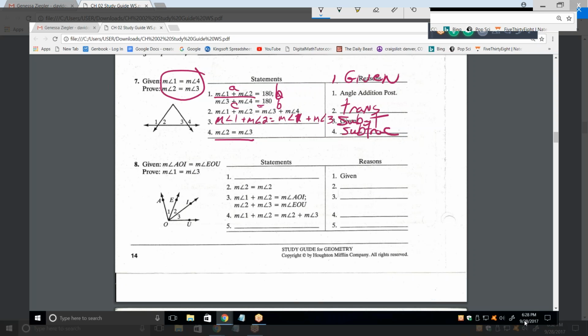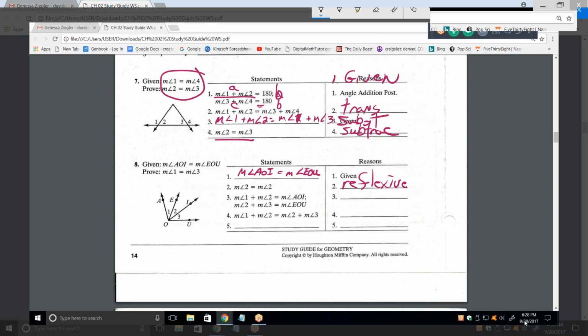All right, let's look at number 8. The given is easy. Why is the measurement of angle 2 equal to the measurement of angle 2? Because of, I remember this one, reflexive. Yeah. That's always the hardest one, because it doesn't seem like it should be. It should be self-evident. Okay.